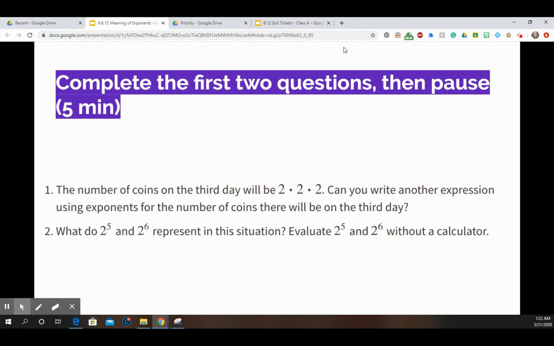Press play. Number 1 says, the number of coins on the third day will be 2 times 2 times 2. Can you write another expression using exponents for the number of coins that will be on the third day? Number 2 says, what do 2 to the 5th and 2 to the 6th represent in this situation? Evaluate 2 to the 5th and 2 to the 6th without a calculator.